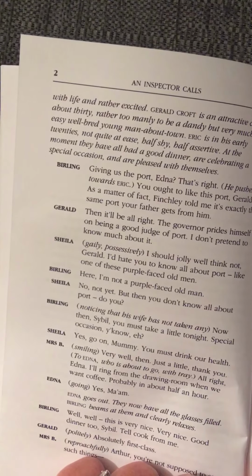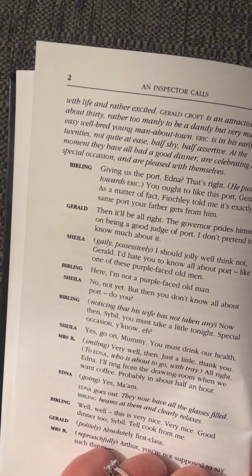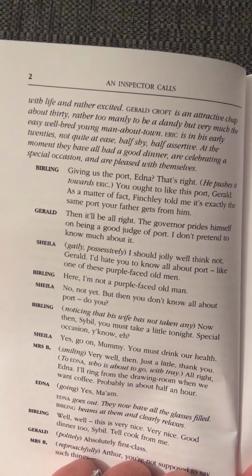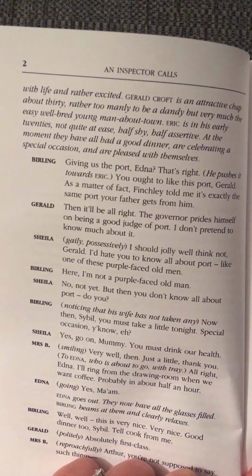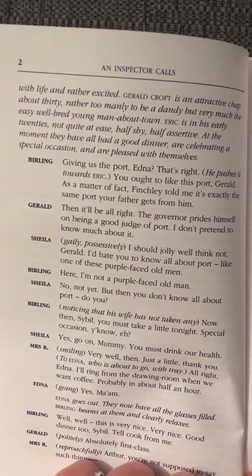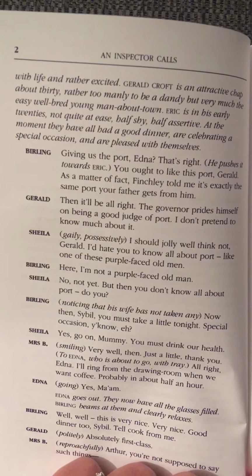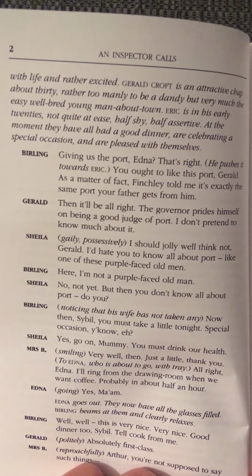And lastly, we've got Eric, who's in his early 20s, not quite at ease, half shy, half assertive. Now, the stage direction for Eric links to the fact that although he might have had a brilliant upbringing and wealth and education and all the things that Birling didn't have, he hasn't maybe had the father figure that he wanted. He hasn't had a dad that he could confide in. So again, we're seeing the hints of the problems that are to come.